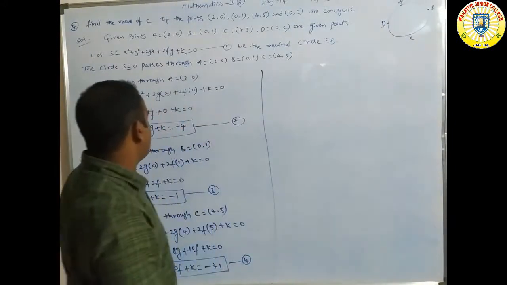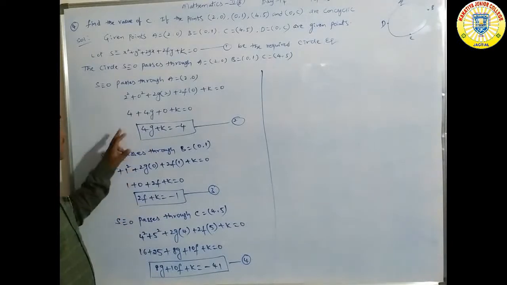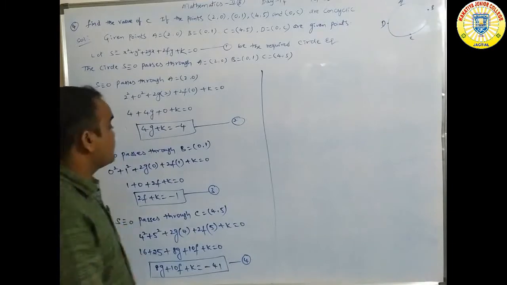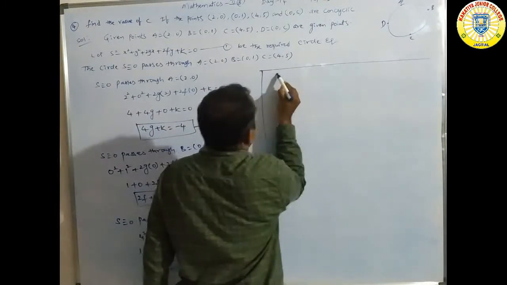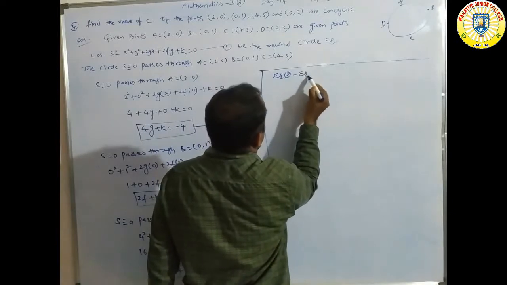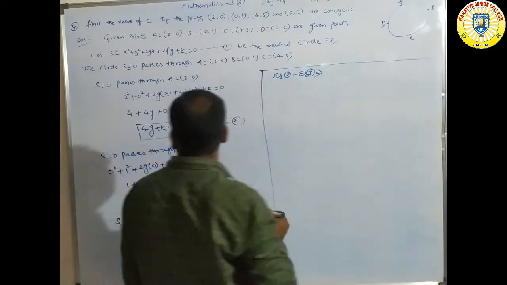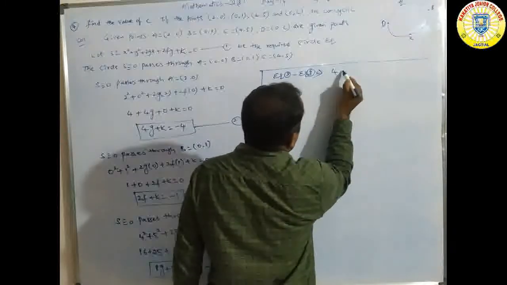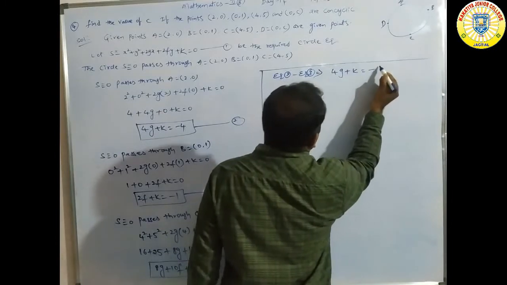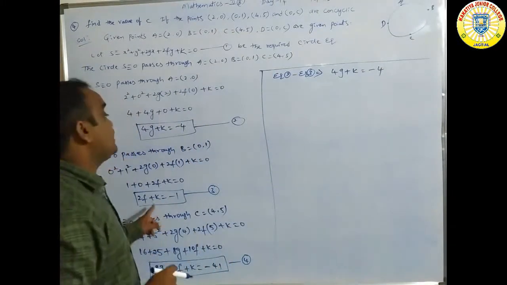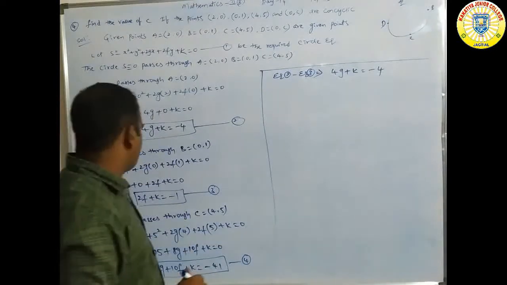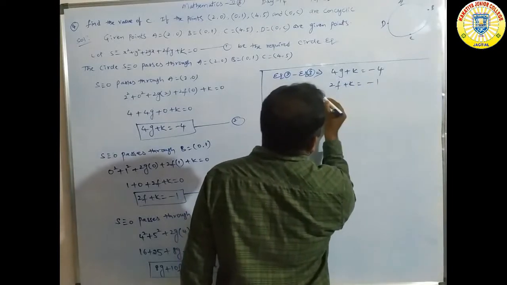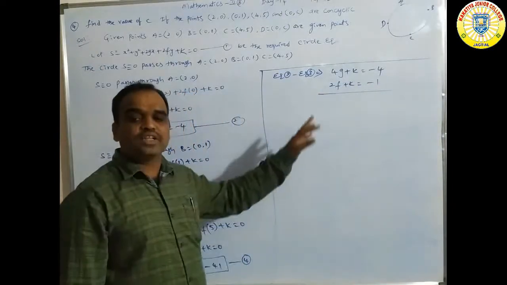How to solve? First we are doing equation 2 minus equation 3. Equation 2 is 4g plus k is equal to minus 4. Equation 3 is 2f plus k is equal to minus 1. So we are subtracting these two equations.